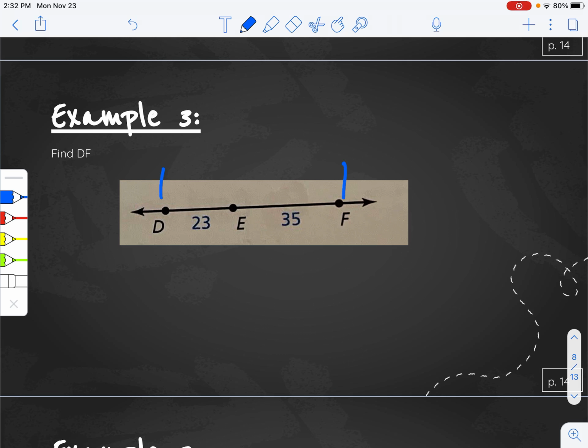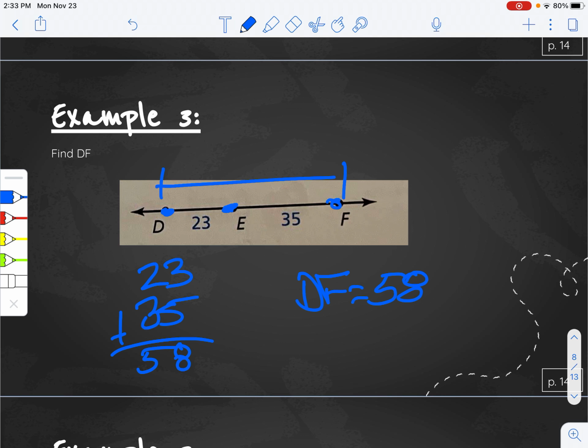Find DF. So we want to find from here to here, this whole line. This would be where you pause the video, find DF, and then hit play once you're ready to check your answer. All right, welcome back. If we're finding DF, we see that DE is 23. We see that EF is 35. So we should have found that the distance of DF is 58.